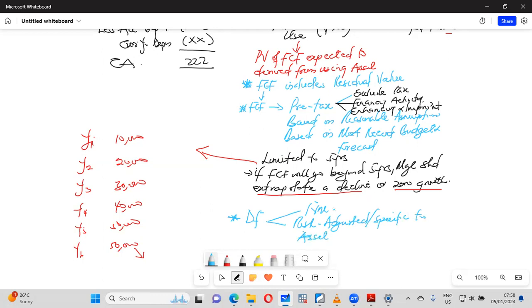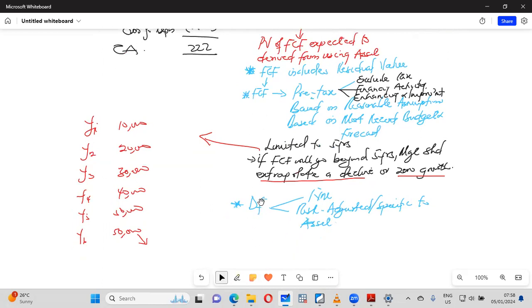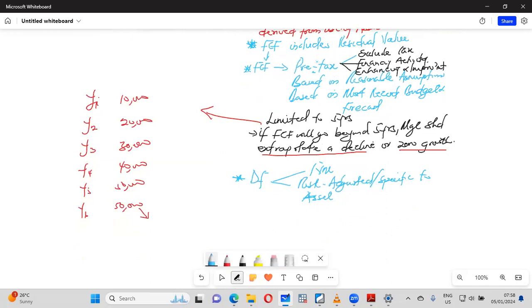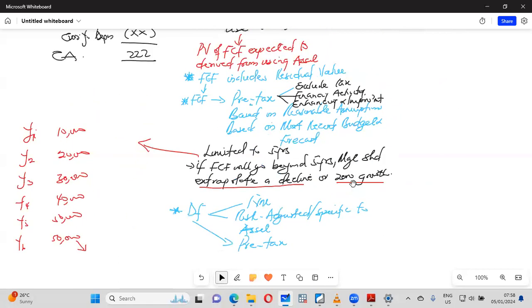And you know that the one specific to the asset, we are talking about the cash flows that are pre-tax. And therefore, the discount factor also, you have not adjusted it for all these things. And so the discount factor also should be what? Pre-tax. So please take note of that. It should be pre-tax. All right. So ladies and gentlemen, that is something you need to know about the value in use.